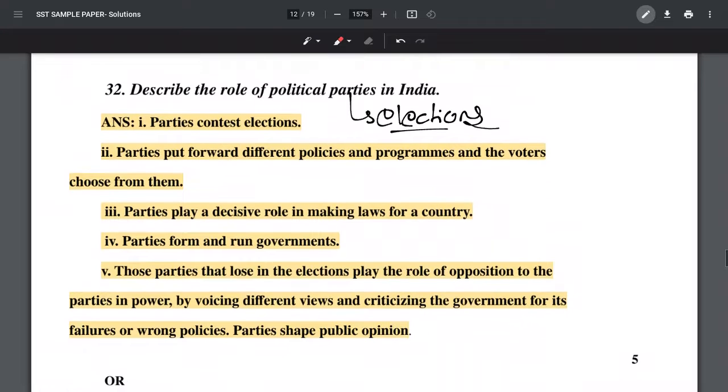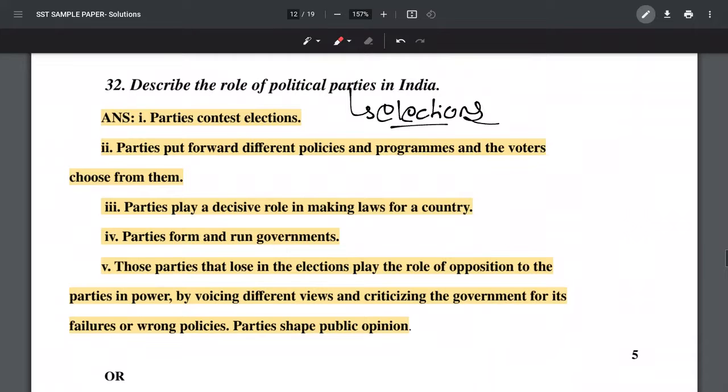Okay, let's understand this question with the help of an example. Let's say your teacher asks you in your school who wants to become the monitor of the class, who wants to become the monitor. Okay, give your names. So whichever students are giving their names, they are the parties.